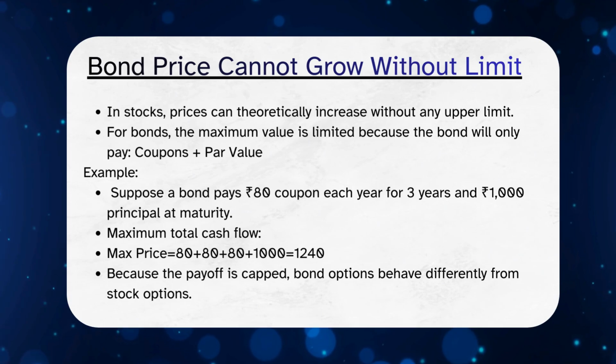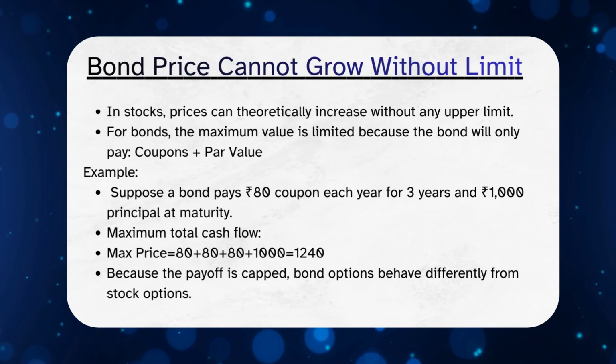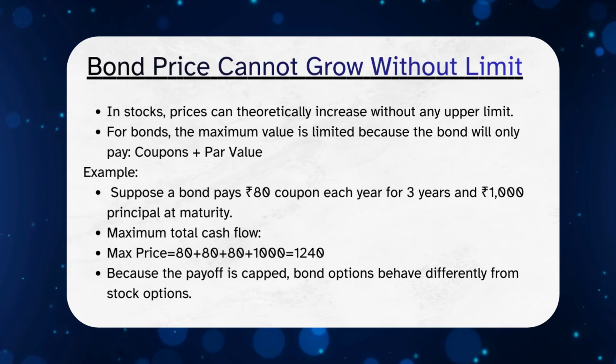For example, imagine a bond paying 80 rupees annually for 3 years with a face value of 1,000 rupees. The total possible cash flow from this bond is 80 rupees plus 80 rupees plus 80 rupees plus 1,000 rupees. Since the total payoff is capped, bond prices cannot increase indefinitely like stock prices.